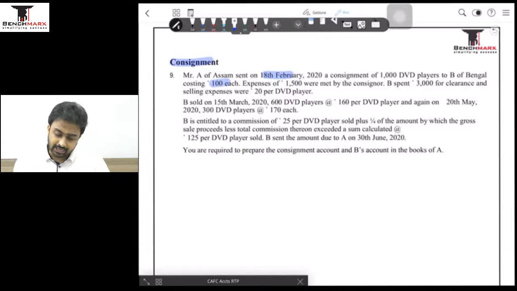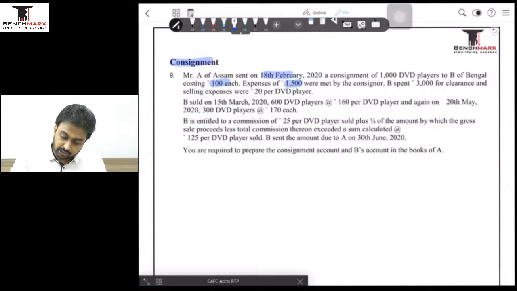Consignor is Mr. A and consignee is Mr. B. Expenses of 1500 were met by the consignor. The entry will be consignment account debit to cash bank. You never use the name expense, you debit it to consignment account, to be met by consignor.